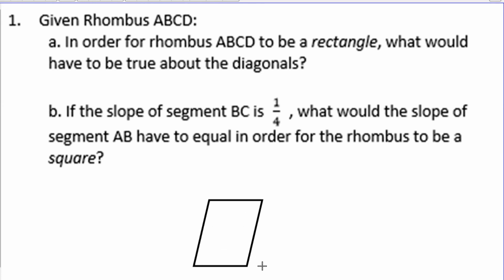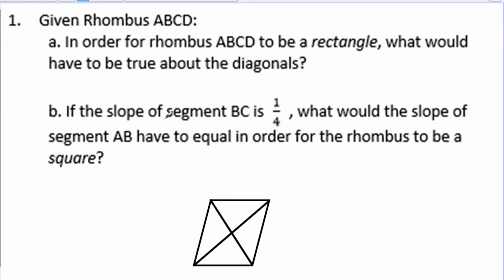So if we say that this is approximately our rhombus, if we want it to be a rectangle, one of the properties of a rectangle and its diagonals is that it would have to be equal diagonals. So when you draw the two diagonals, you would have to say that they are the same length, and that would be the answer for problem number one. So that's just knowing your properties from chapter 6, okay, in the book.